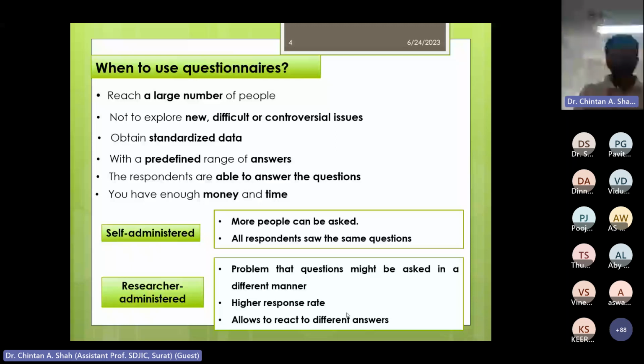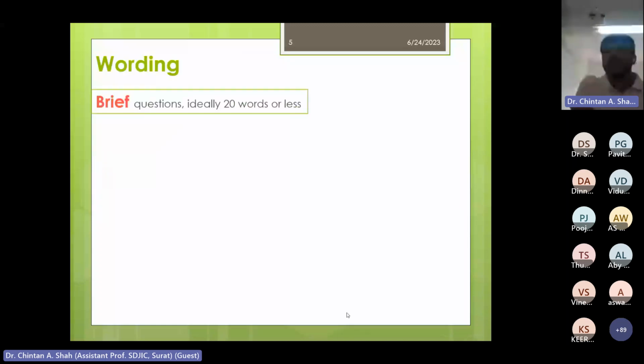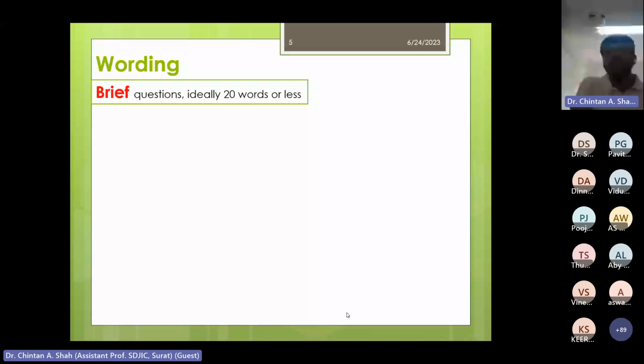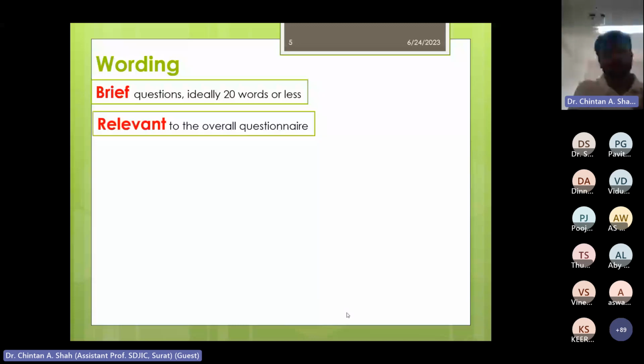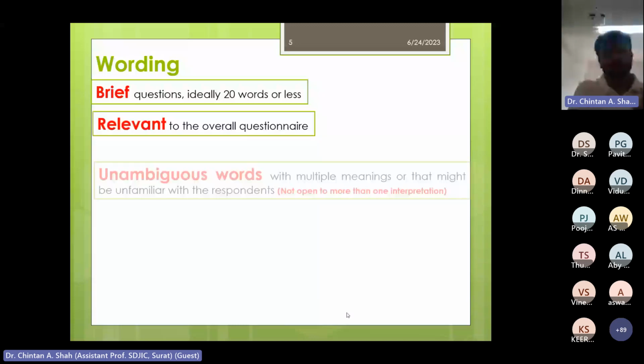Self-administered. First you need these things. Self-administered. Second is researcher administered. Wording: what kind of words you have to use? It should be brief, not ideal. Ideal wording is 20 words, less than 20, not more than 20. You can ask relevant questions, direct questions. Use unambiguous words, not open to more than one interpretation.